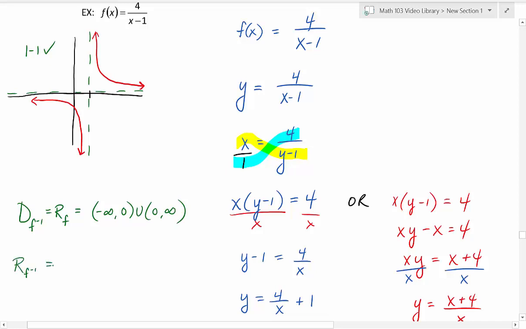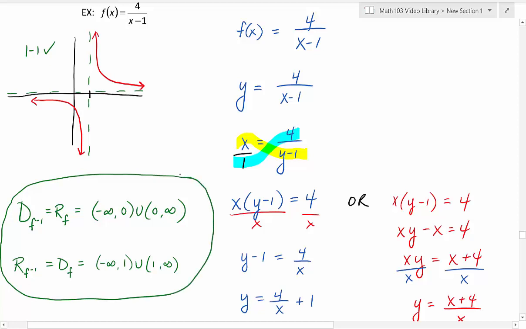The range of our inverse function, well, that's the same as the domain of our original. So we'll look at our graph and state the domain of that graph. We notice that there is a vertical asymptote at x equals 1. So the domain of that function will include everything except 1. That'll be negative infinity to 1, and then from 1 to infinity. So the domain of f inverse is negative infinity to 0, 0 to infinity, and the range of f inverse is negative infinity to 1, 1 to infinity.